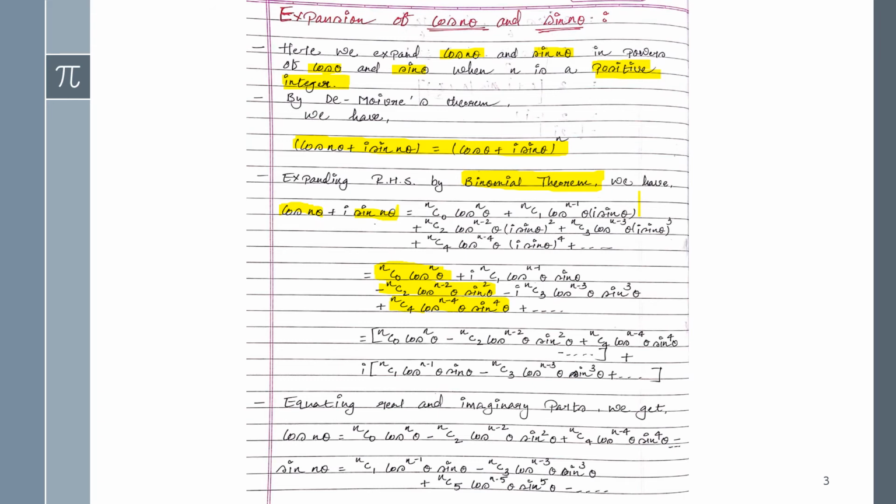Here I have taken i common, and after that I have written all the terms here. So now, equating real and imaginary parts, we get: now I'm splitting both the parts, real as well as imaginary. So real means cos, and imaginary, for the function i, means sin. So for the real numbers, cos n theta you can find. Here I have written all the real functions for the cos, and here all the imaginary functions for the sin n theta.